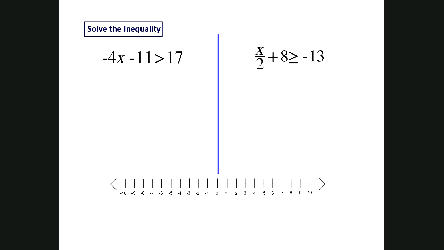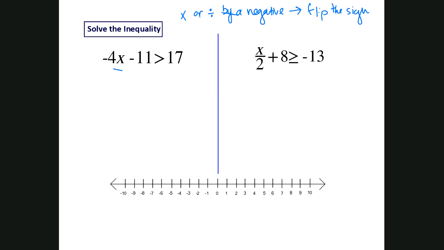Okay, so when we are solving inequalities, you need to keep track. If you ever multiply or divide by a negative sign, flip the sign. If you multiply or divide by a negative at any point when you are solving the inequality, then you flip the sign. Okay, that's the only thing we need to remember when we're solving inequalities. Other than that, this is exactly the same as solving an equation.